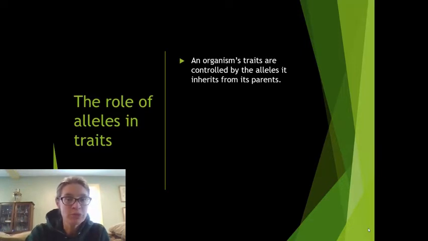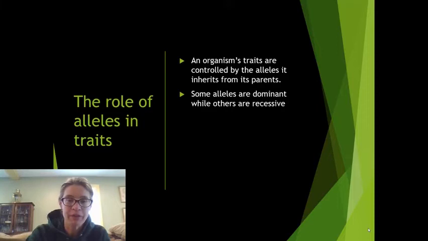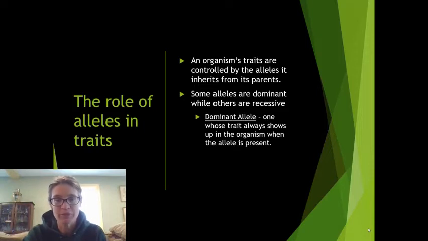An organism's traits are controlled by the alleles that it inherits from its parents. So the key point is that they get one allele from each parent. Some alleles are dominant and others are recessive. So even though they get one allele from each parent, you have a dominant form of a trait and a recessive form of the trait.